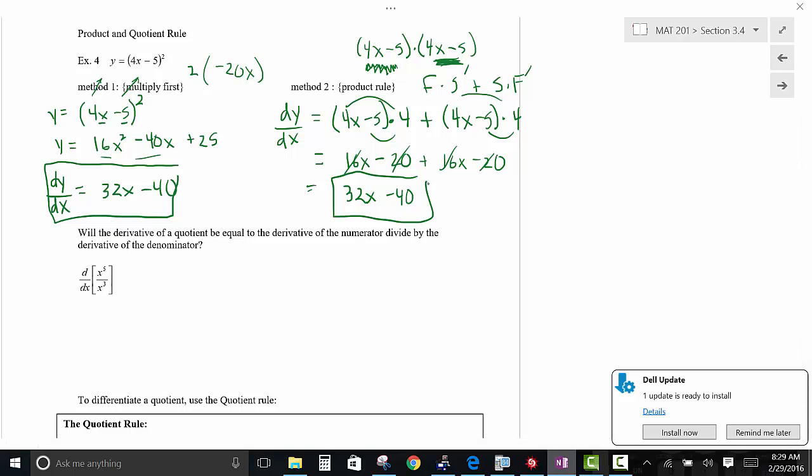Partially what I'm trying to do is just show you that the product rule is going to work just as well. But there's going to be plenty of times, like the last problem is a pretty good example to me, that it's just as easy to do the product rule on.